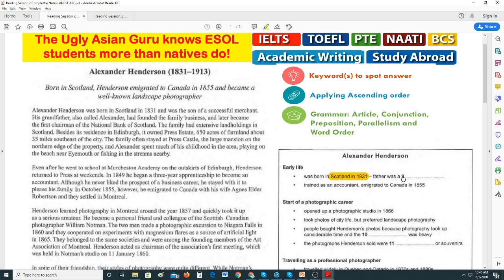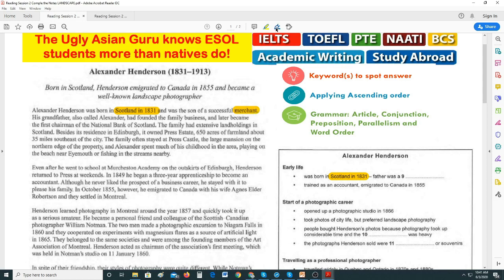And father was a, what was his father's profession? So taking this in mind, Scotland in 1831, let's start quickly. We found Scotland in 1831 here. Now, was the son of a successful merchant. So I got the answer, merchant.